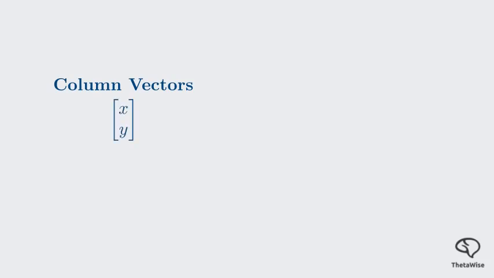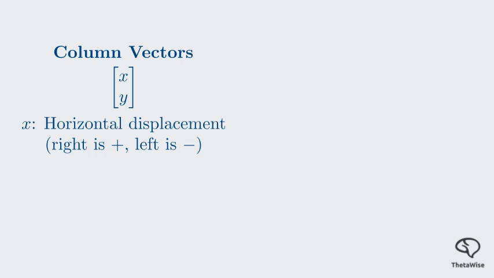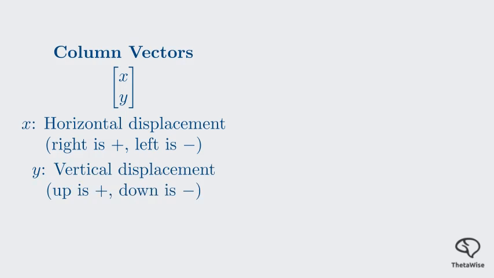A column vector is written with 2 numbers stacked inside brackets. The top number, x, represents the horizontal movement. If it is positive, we move to the right. If it is negative, we move to the left. The bottom number, y, represents the vertical movement. A positive value means moving up, and a negative value means moving down.